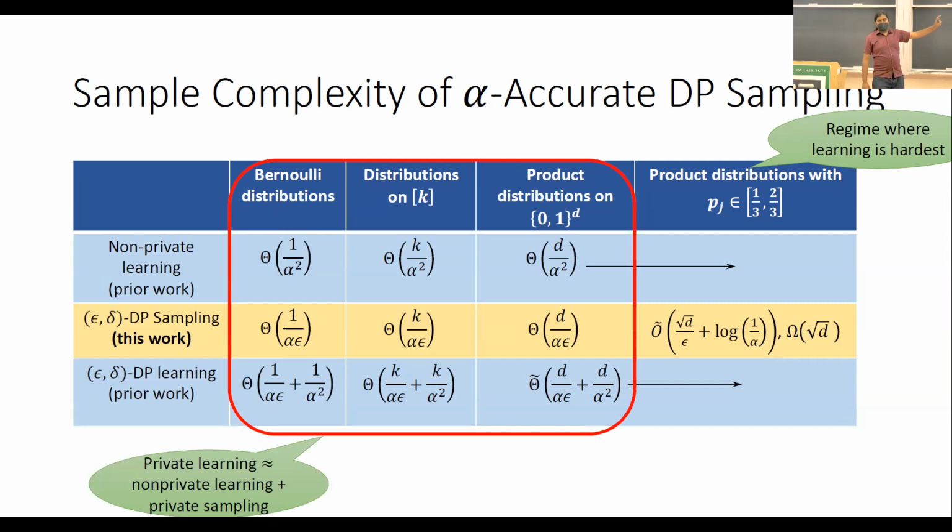You can add epsilon in there, but just for simplicity. And we see that for a bunch of our distribution classes, it seems like the sample complexity of private learning is equal to the sample complexity of non-private learning plus the sample complexity of private sampling. We don't know if this is a coincidence or not, but thought it was an observation that was worth pointing out, at least for these classes. Okay, so that's our results.